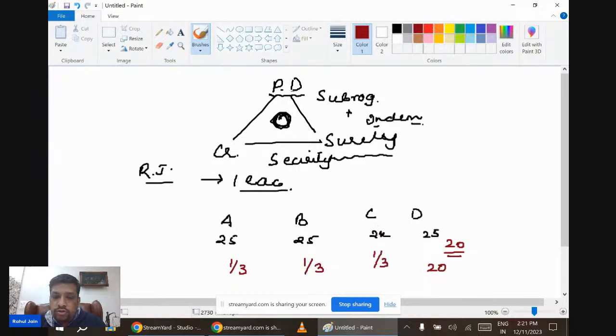Sir, supposedly C has also given a surety of 20,000. Then they will contribute 20 each, and the remaining 60 is split 30, 30. So they cannot be charged more than the upper limit. The amount of the surety will act as the upper limit. Okay, understood?